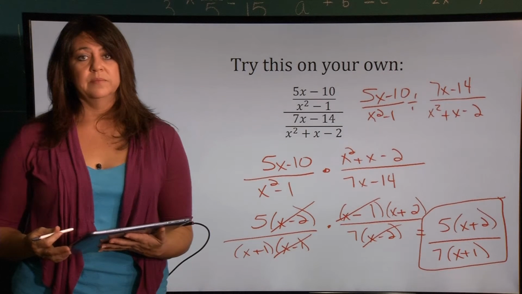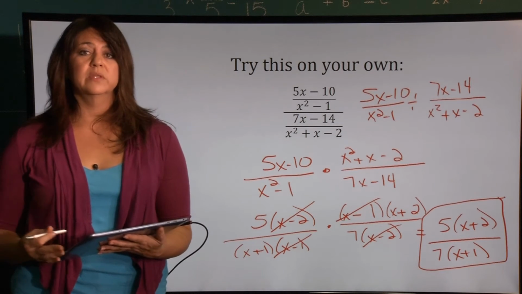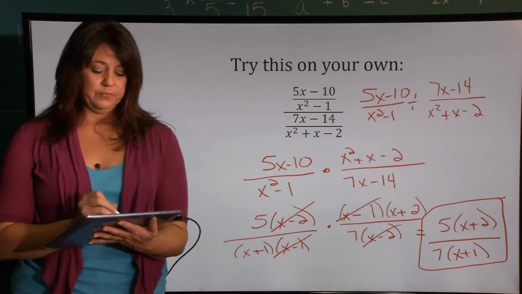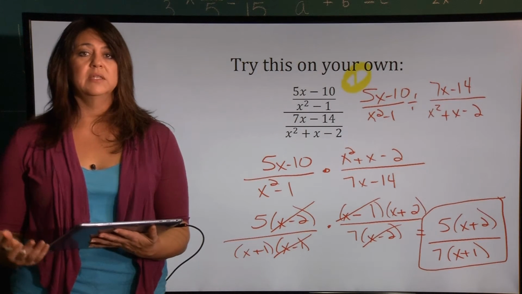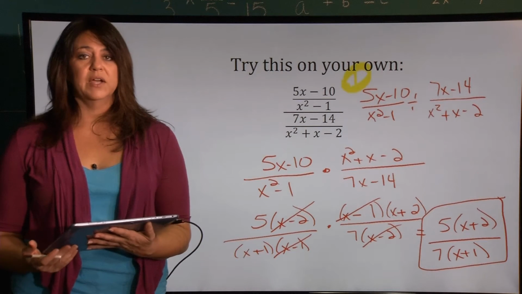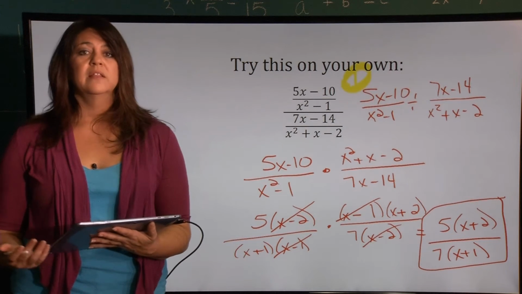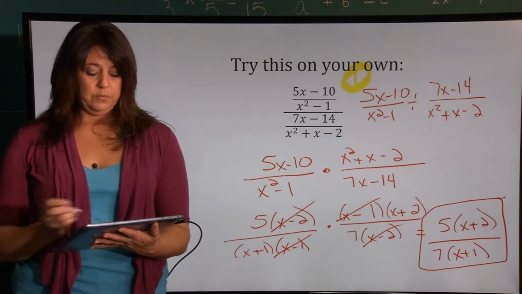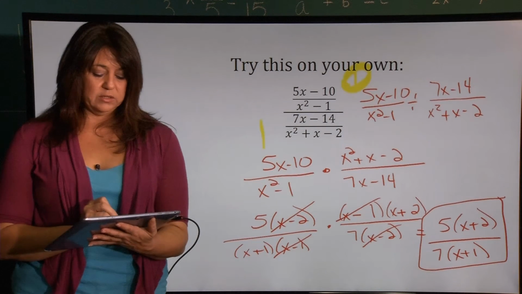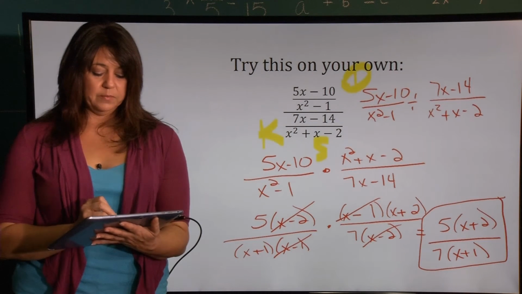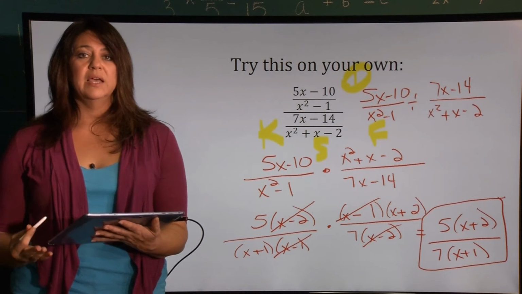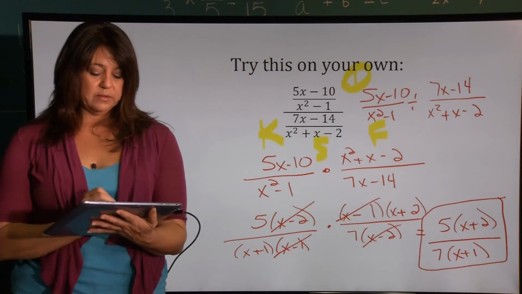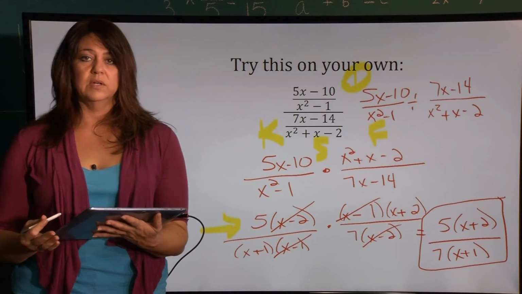Let's see how you did. Compare your steps with the steps I have on the screen. The first step is to write the problem horizontally, keeping the division and the fractions as they are written. This will help you see the next step, which is to keep the first fraction, switch to multiplying, and flip the second fraction. Then, when everything is in the right place, you can start factoring.